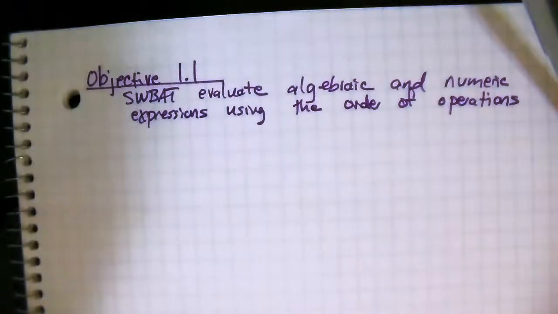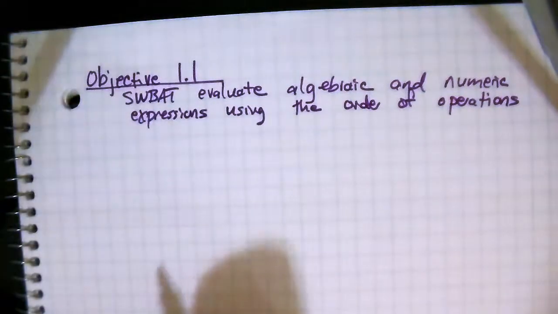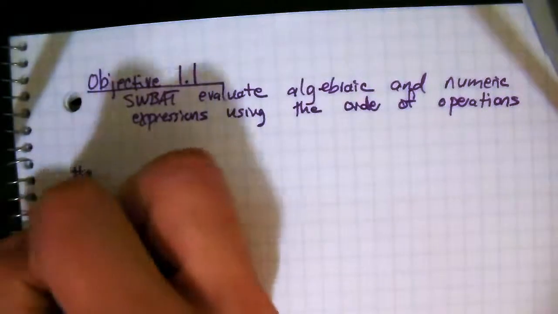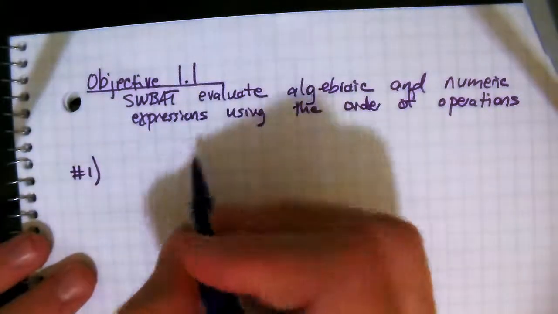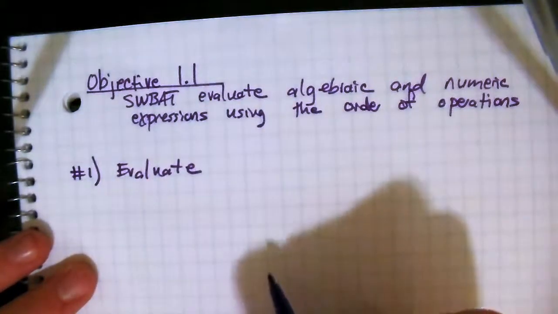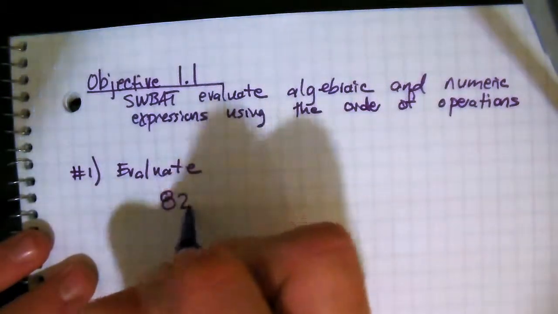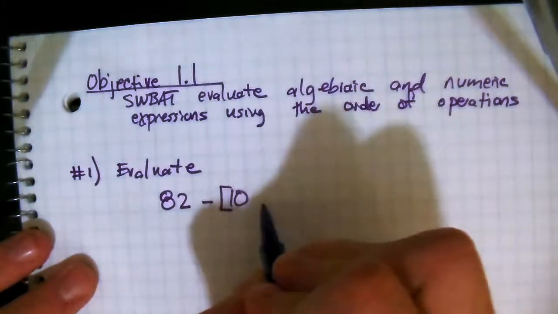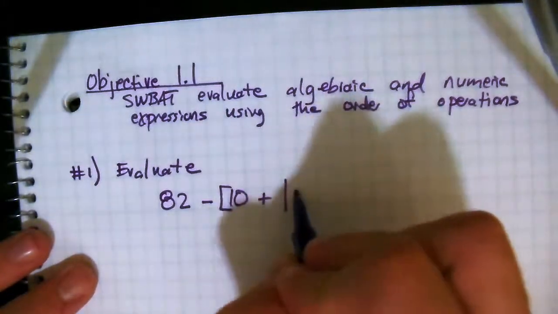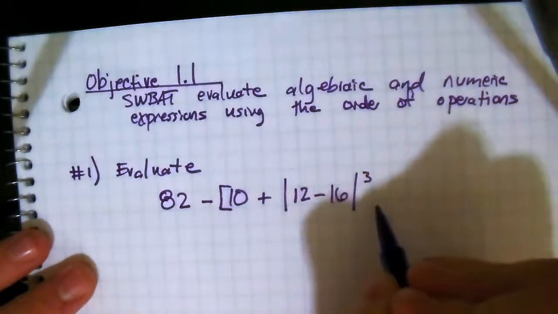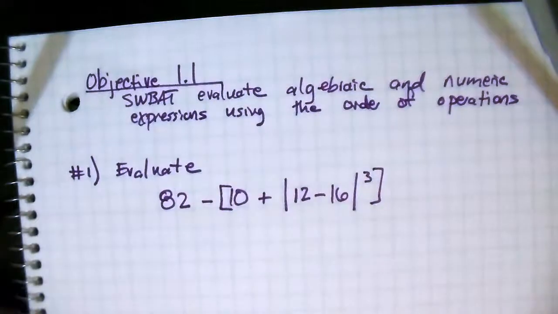Alright, so I'm doing the 3 model problems that were assigned in class. Follow along if you'd like. Number 1. It says evaluate the expression below, and we have 82 minus bracket 10 plus the absolute value of 12 minus 16, that's cubed, close bracket.